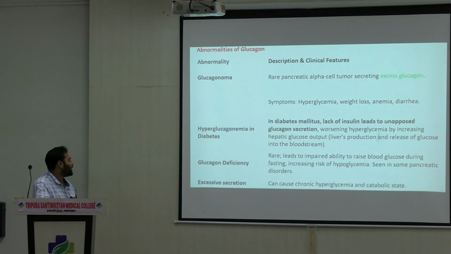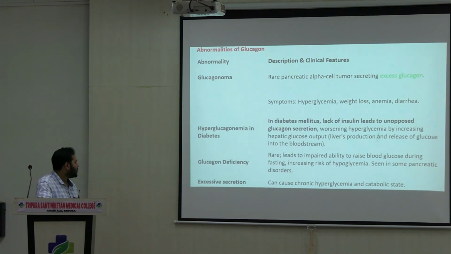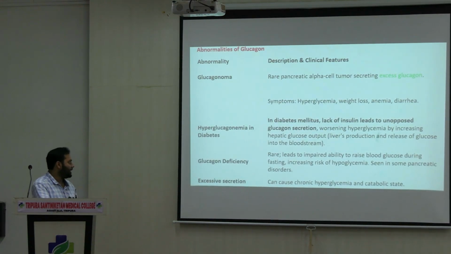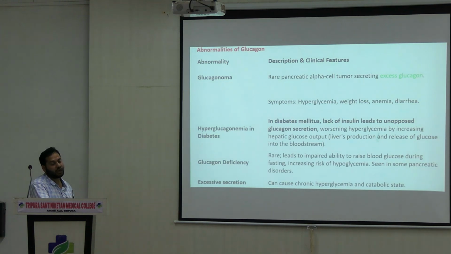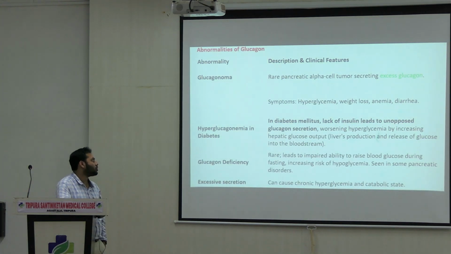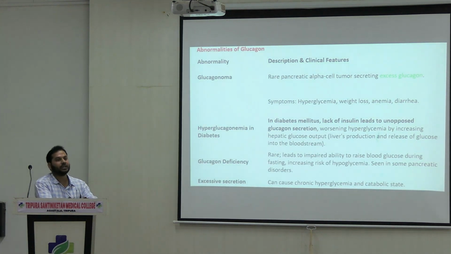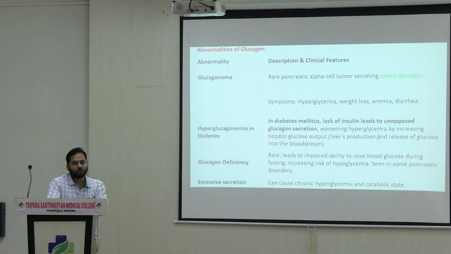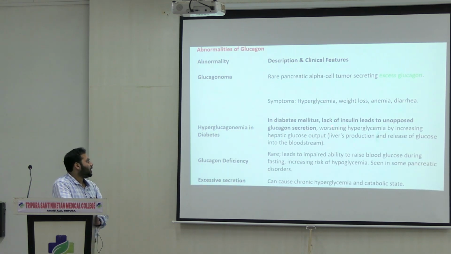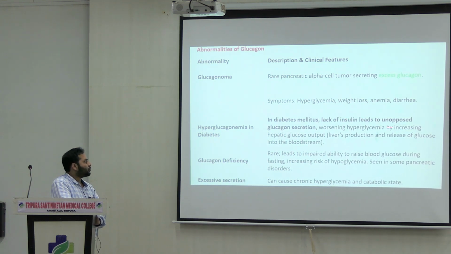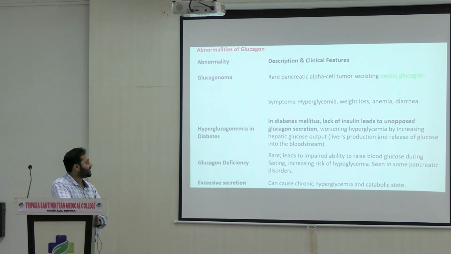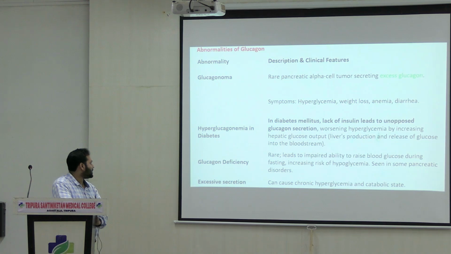These are the symptoms that are very much related to this particular condition. Along with this, you can see hyperglycemia, and this hyperglycemia is very much related with diabetes. You can see in diabetes mellitus, lack of insulin leads to unopposed glucagon secretion. What we have seen in diabetes mellitus is either lack of insulin or insulin resistance. At the same time, along with insufficient insulin, it promotes glucagon secretion. Actually, there is unopposed glucagon secretion. This is another important characteristic of these pathological states.